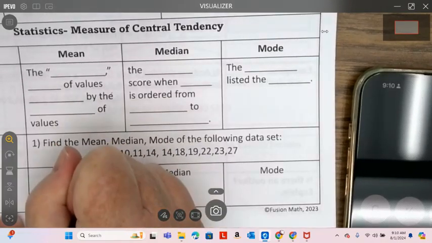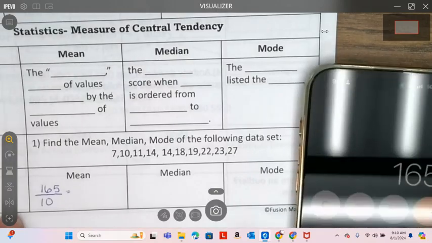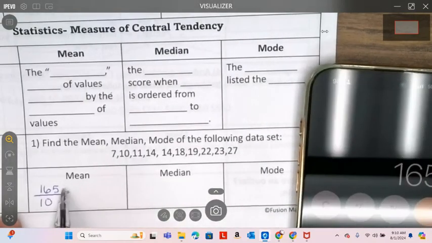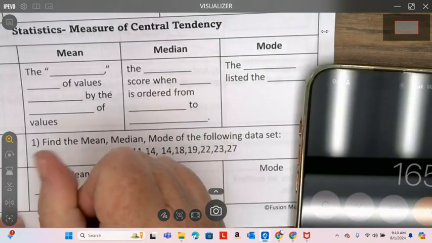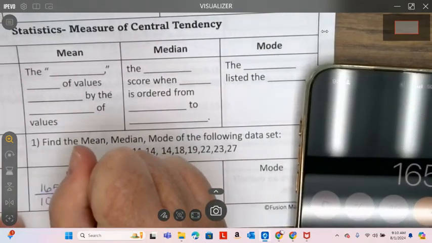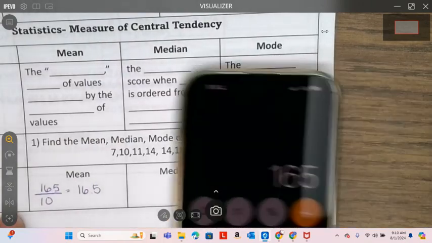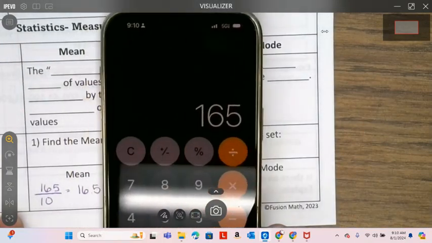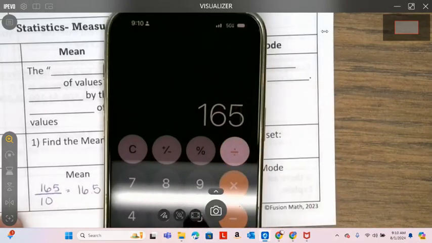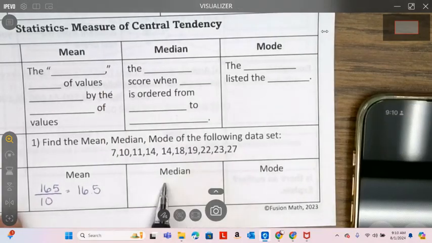And when I do that, I can either use my calculator, or I know that when I divide by 10, I move the decimal point over one place. So this is 16 and a half, or 16 and 5 tenths. If you wanted to use the calculator, like I said, you could go 165 divided by 10 equals 16 and a half. The next thing we're going to look at is the median.